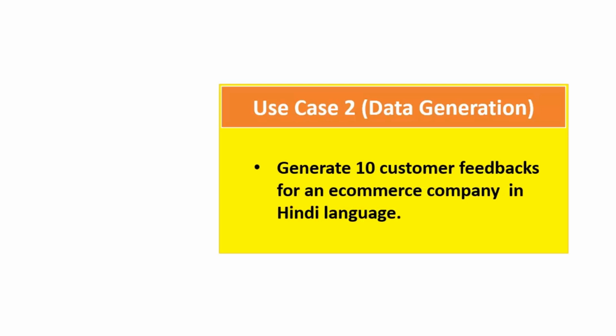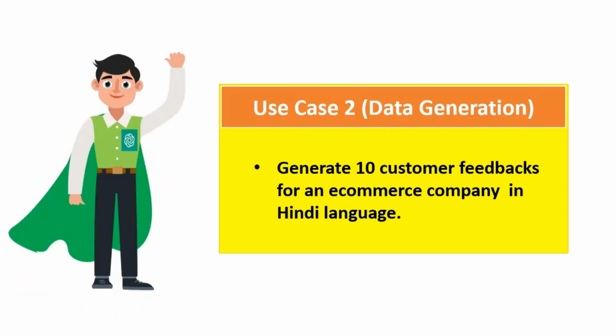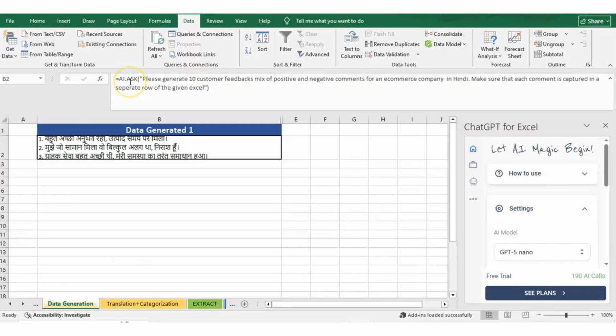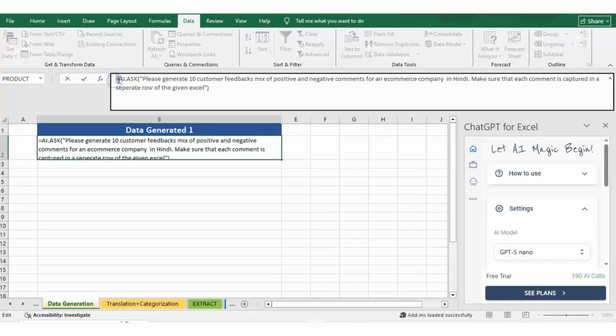Here, we will ask the AI GPT to create 10 customer feedbacks for an e-commerce company for our data analysis and hypothesis testing. We will generate this data by using the function AI.ask. Let us now go back to our Excel sheet. To generate customer feedbacks using AI.ask, double-click the cell, enter equal to, then enter the function name, which is AI.ask, and then give the prompt.